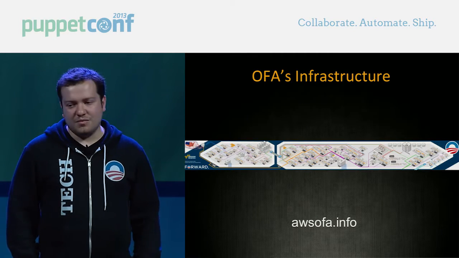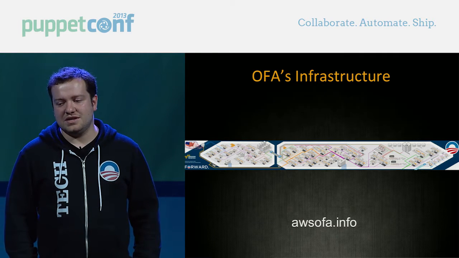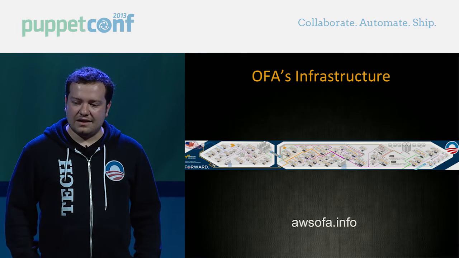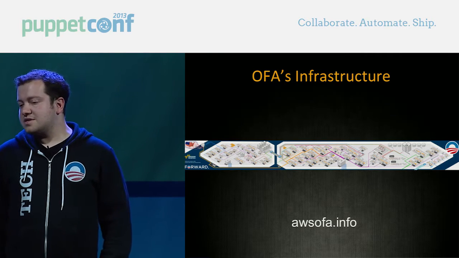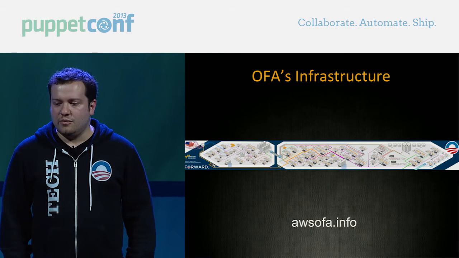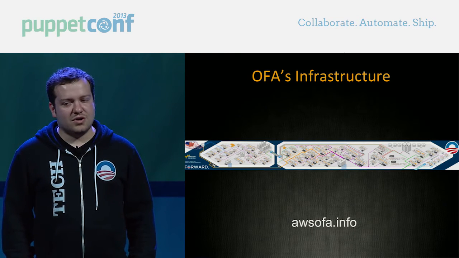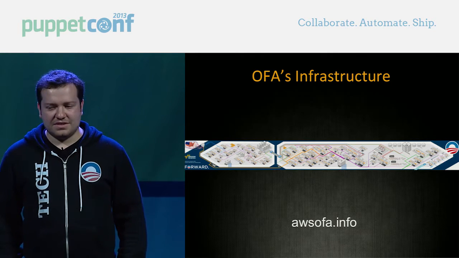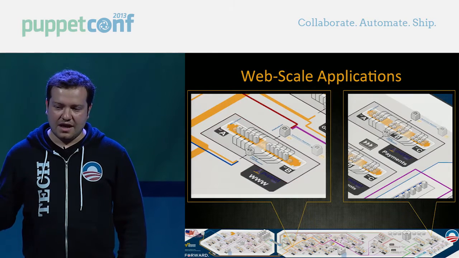So if you want to find out more about our infrastructure, we actually have a website up. It's awsofa.info. And you can zoom in and take a look at our auto-scaling groups, and it's pretty detailed. And there's some Easter eggs in there. We really liked Take 5 candy bars, so if you zoom in far enough on a certain part of it, they're in there. There's a bunch of other stuff, so have fun with that.